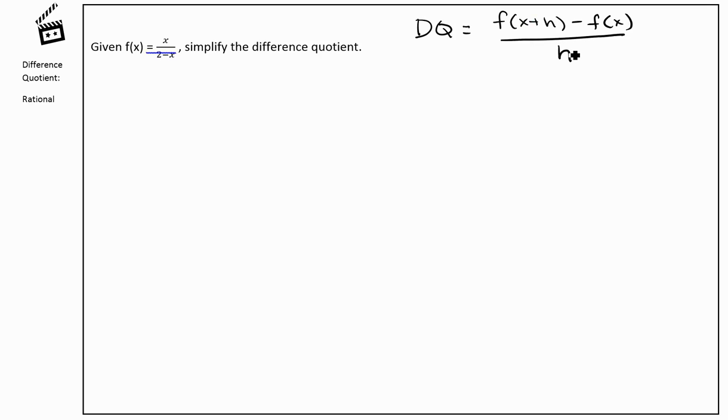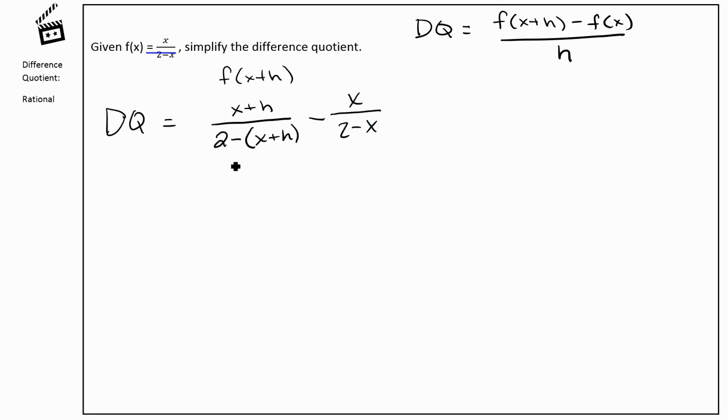Okay, so the first thing we're going to do is we're going to take our function f of x equals x over 2 minus x, and we're going to plug in f of x plus h. So f of x plus h here is going to be x plus h, so we'll plug it in for that x in the numerator, over 2 minus x plus h. And we'll put that in parentheses because we'll need to distribute the minus. And then subtract f of x, which is just x over 2 minus x, all over h.